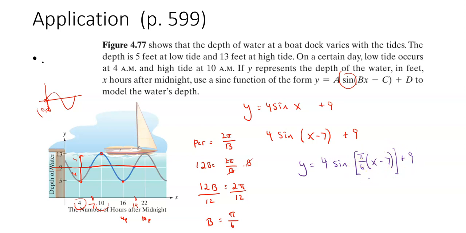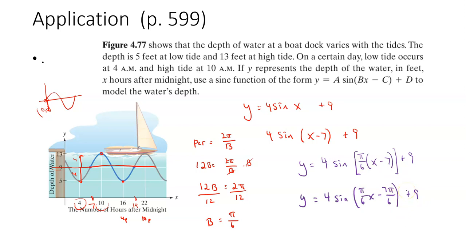But the question said to write it in this form, a sine (bx minus c). So all that means is distribute the pi over 6. If you're doing this on a test or something, I would certainly take that first line as a correct answer because that's probably how I would leave it too. But if you're doing this on the online MyLabs homework, they might want you to specifically write it in that form. So y equals 4 sine, and then go ahead and distribute that pi over 6. So pi over 6 times x, minus 7 times pi over 6. Then add your 9.